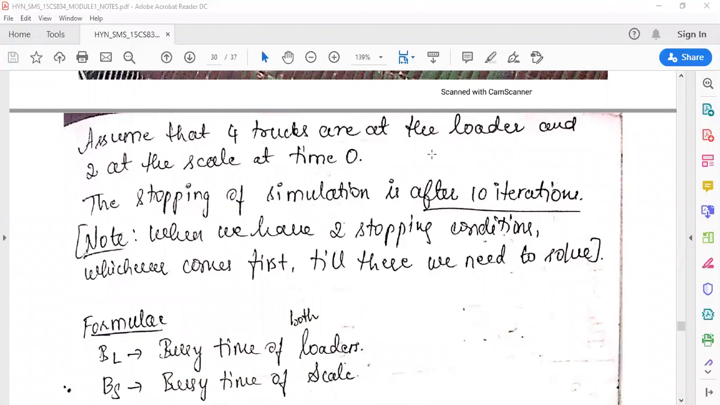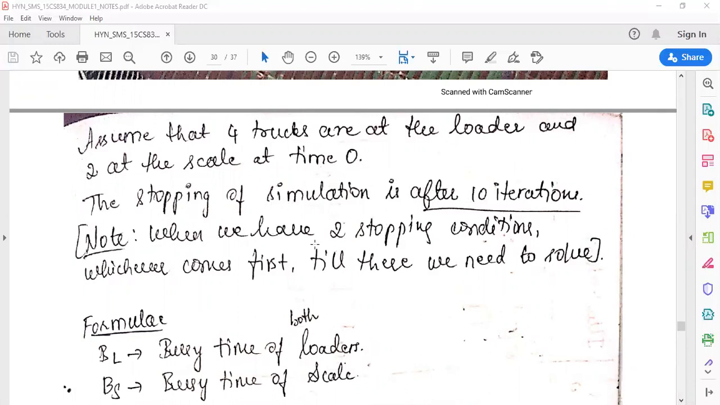Assume that 4 trucks are at the loader and 2 at the scale. They have told us that there are 4 trucks at the loader and 2 at the scale. 2 at the scale means that one truck is on the scale and one is in the weigh queue. The remaining 4 trucks: 2 trucks will be at the loader and 2 will be in the loader queue.